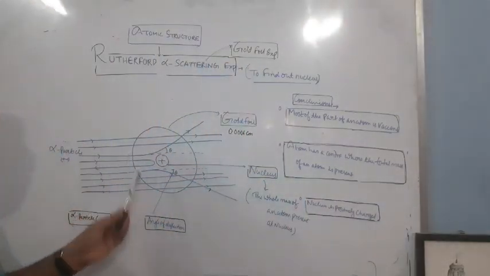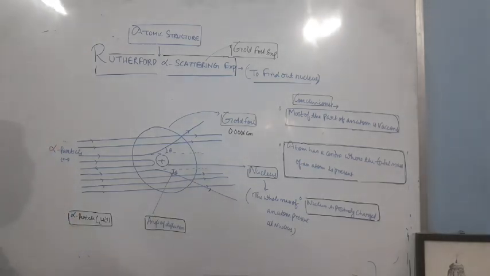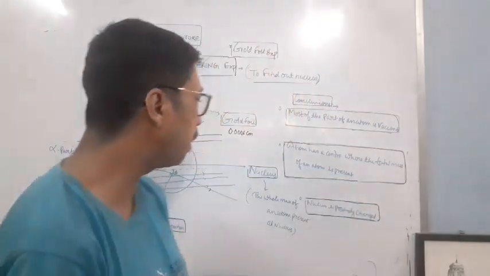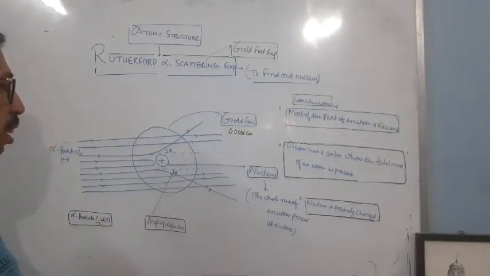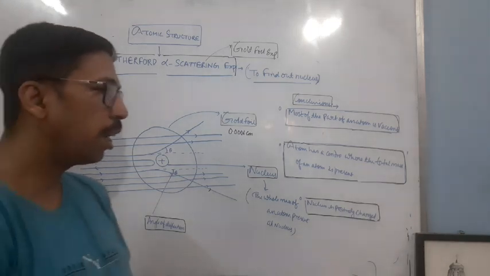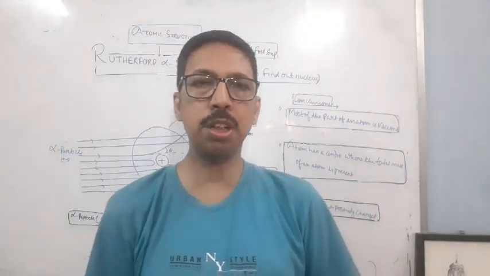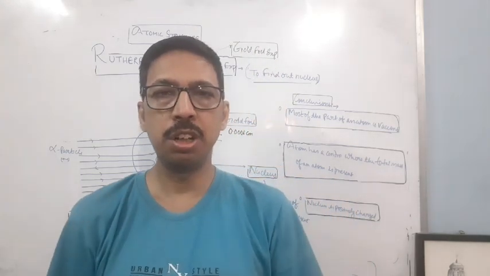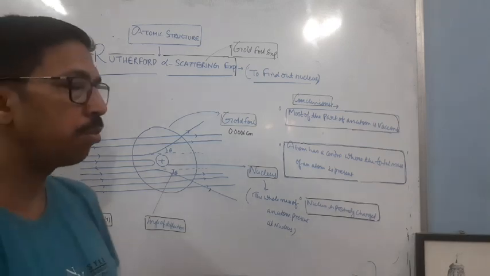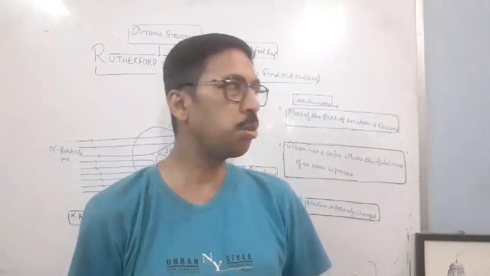Most of the alpha particles after striking the foil of gold pass through in their own way. Some alpha particles slightly get deviated from the center at a certain angle, which is known as the angle of deflection or angle of deviation. And third, he observed that some of the alpha particles after striking the foil of gold returned back in their path. So, on the basis of these three observations, Rutherford made some conclusions.